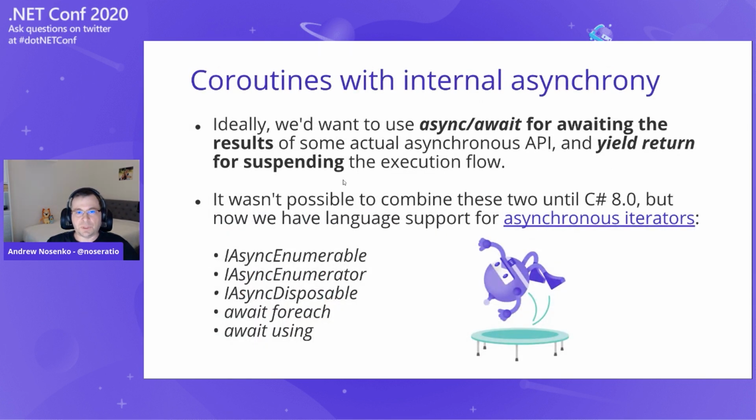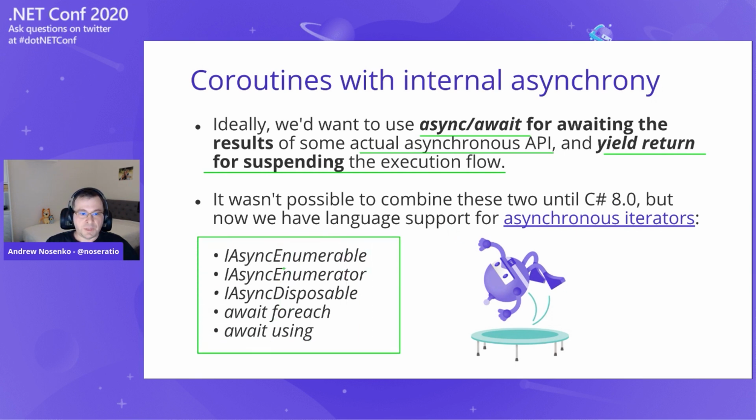What if we still want to use asynchrony inside methods like coroutine A or coroutine B? It can be useful for many reasons. We want to wait for something like, I don't know, a WebSocket message or mouse move or keyboard button, and then suspend and resume. Ideally, we'd like to use async await for awaiting the result of an actual asynchronous API, and use yield return for suspending the execution flow. Well, that wasn't possible until recently, until C# 8.0, which introduced language support for asynchronous iterators. These are a bunch of new interfaces and language features. They are nothing more than counterparts for the things that we already know, that's IEnumerable, IEnumerator, IDisposable, foreach and using, but they are asynchronous, they don't block the thread, and they allow us to work with asynchronous APIs.